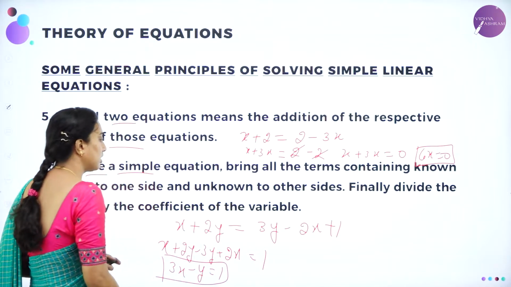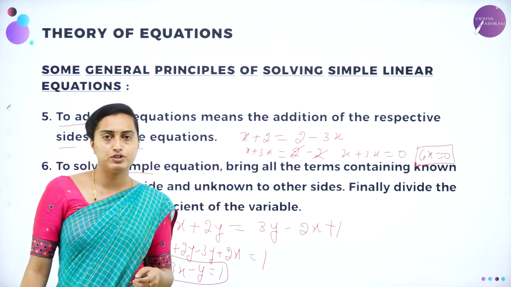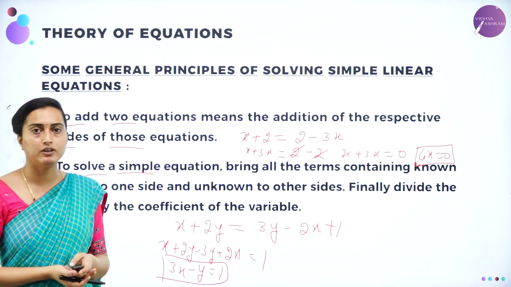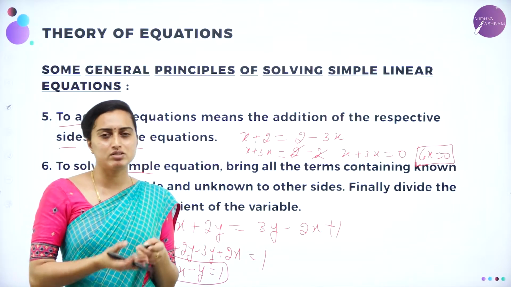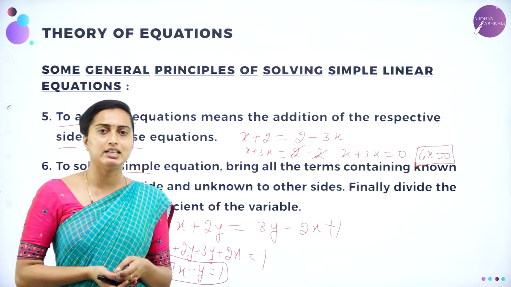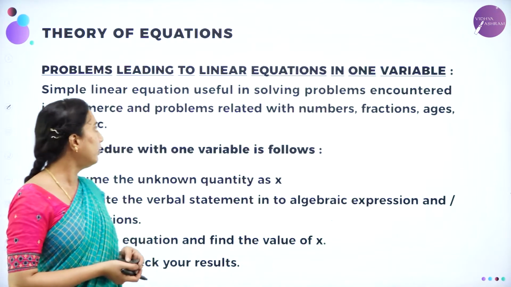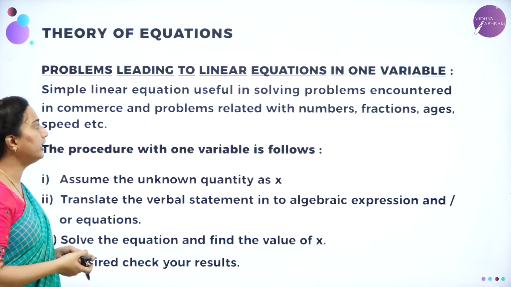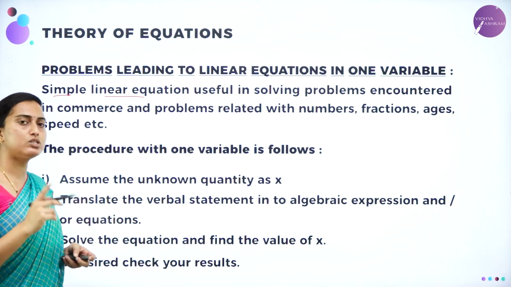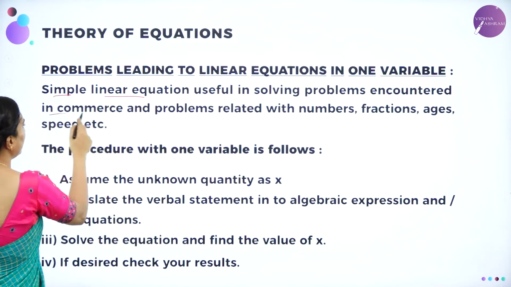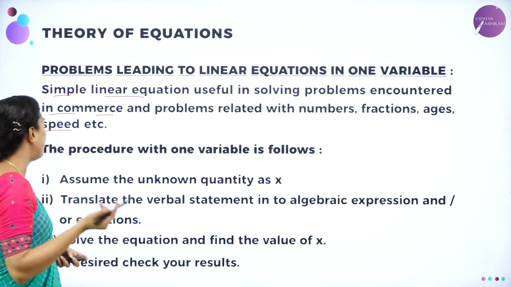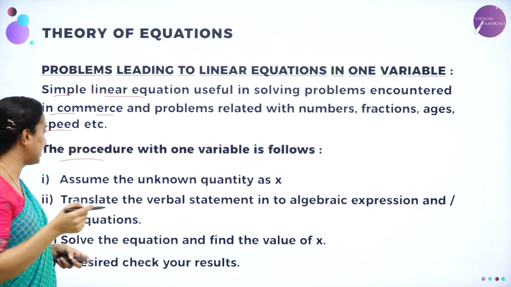This is what the expression is. Otherwise, you can divide by the coefficient of x. Coefficient of x is 3, coefficient of y is minus 1 here. Understood? So this is how some rules you are going to follow under the conditions of solving the simultaneous linear equations. Now we'll be moving on to problems leading to linear equations in one variable. Now simple linear equations are useful in solving problems related with numbers, fractions, ages, speed, etc. The procedure with one variable is as follows.